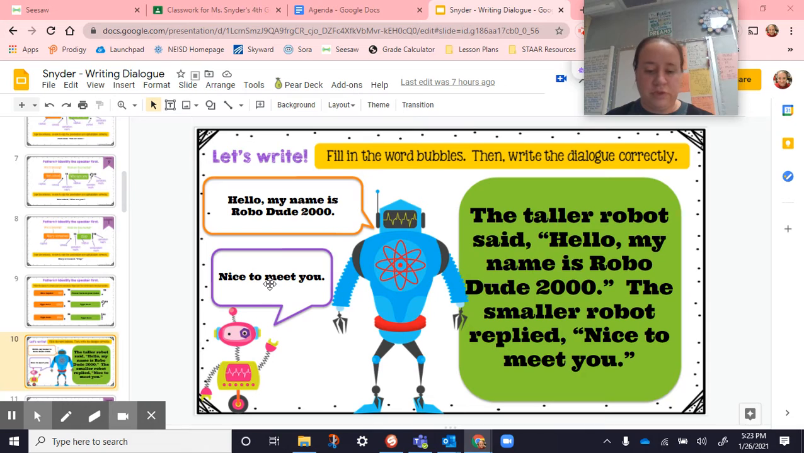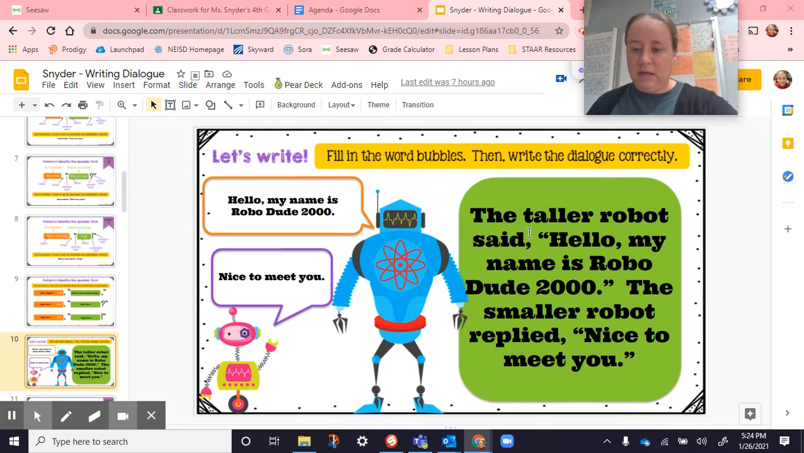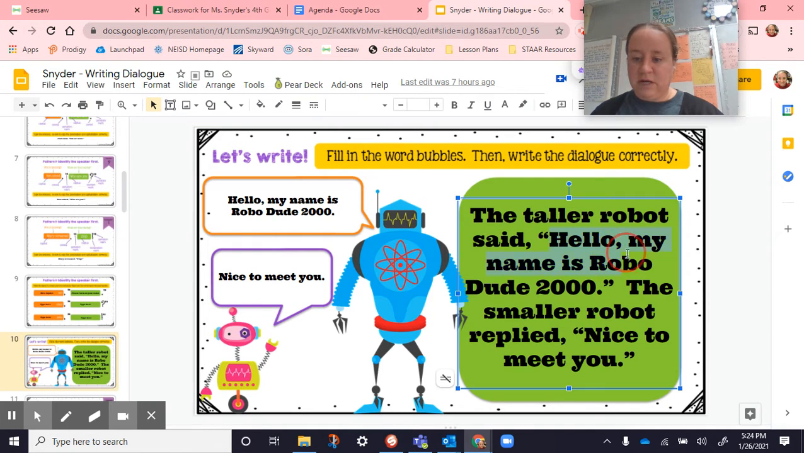So when you've got these speech bubbles, you know who's talking. But when you're just writing, you don't have speech bubbles. So you need to identify the speaker, and you need to identify what's being said. So it says, the taller robot said, comma, "Hello, my name is RoboDude2000." Notice that what's being said gets hugged by those quotation marks, and the period goes at the end. The smaller robot replied, comma, open quotation, capital letter, "Nice to meet you." period, close.